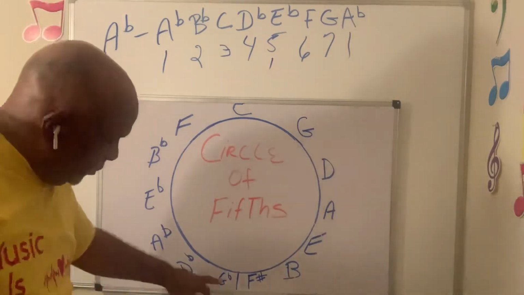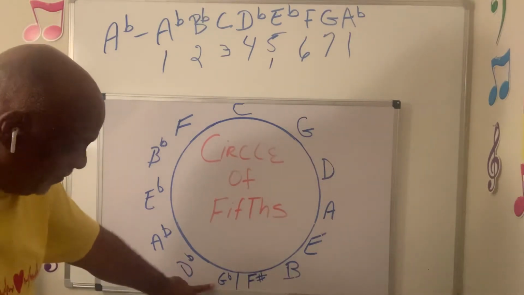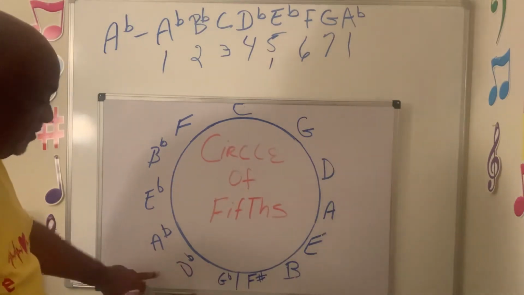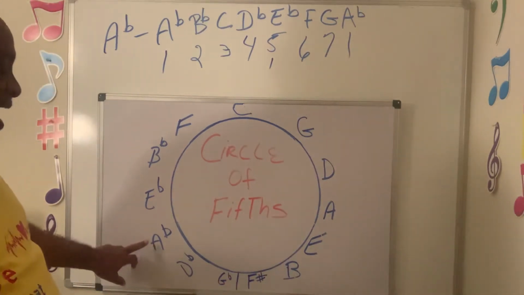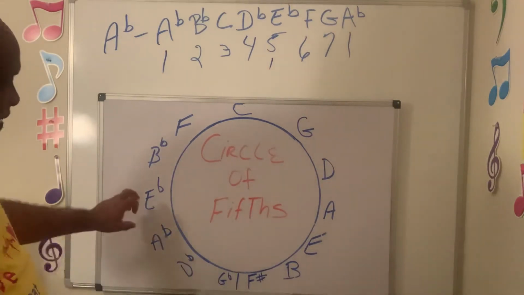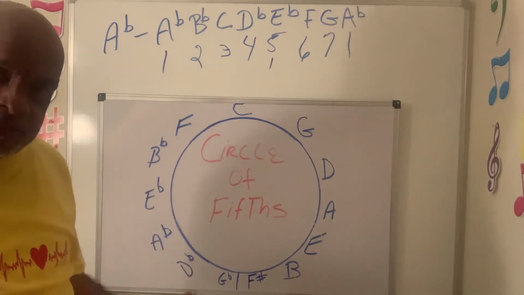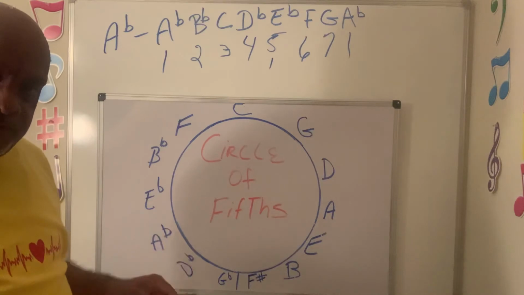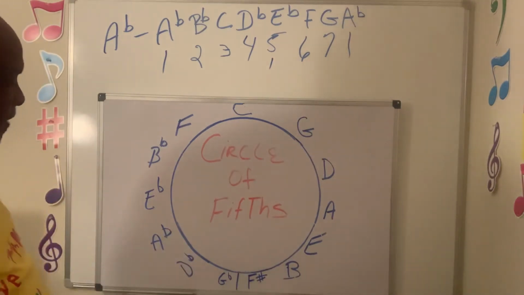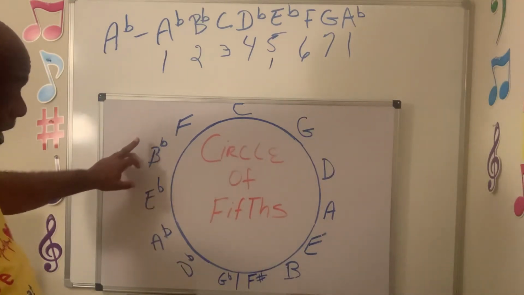So let's go. G flat is the 1. Another 1, G flat, okay? The 5 of G flat is D flat. The 5 of D flat is A flat. And the 5 of A flat is E flat. Then the 5 of E flat is B flat. Remember, the key of E flat has 3 flats: E flat, A flat, and B flat. So the 5 of E flat is what? B flat, okay?